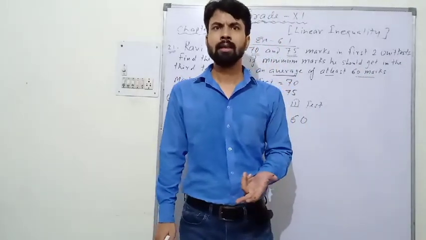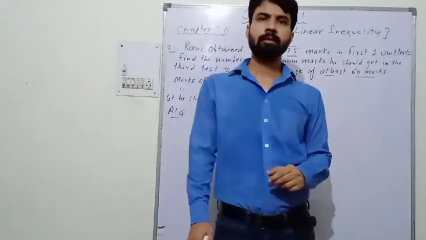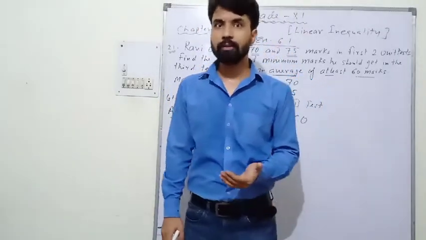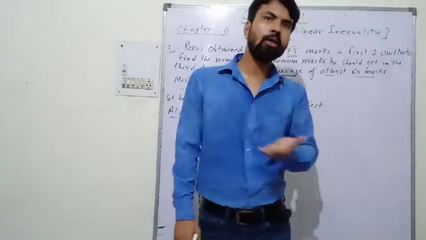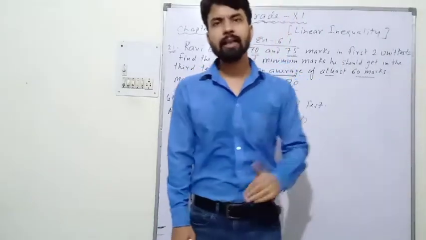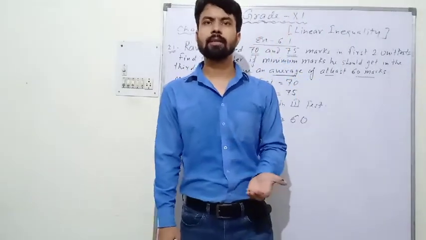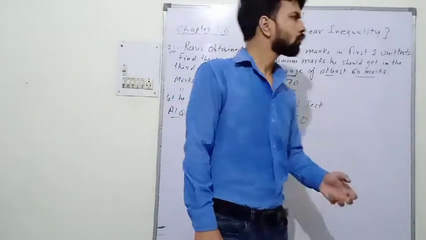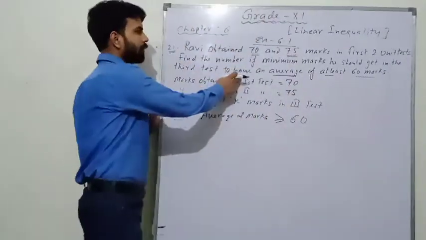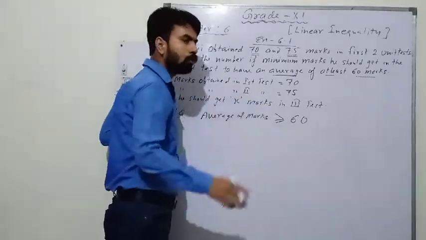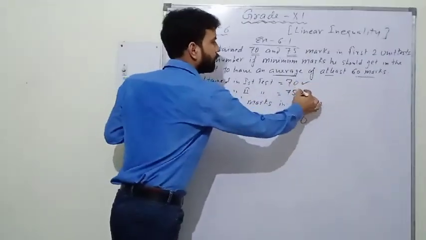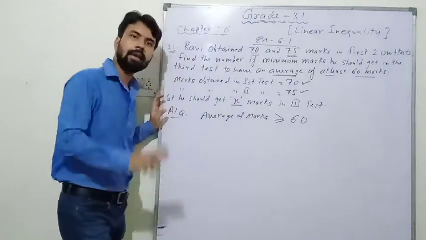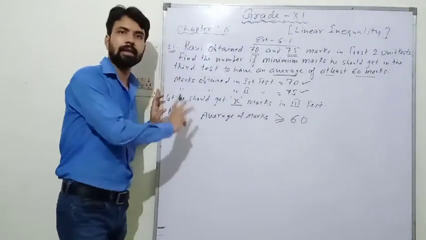Are you getting? Suppose that 5 tests are there, so how can we find the average? We will add all 5 test marks and divide it by the total number of tests. How many tests are there? 5. So we will divide it by 5. Clear? So here there are 3 tests, first, second and third. So what we will do? We will add the marks of these 3 tests and divide it by 3, because 3 tests are there.